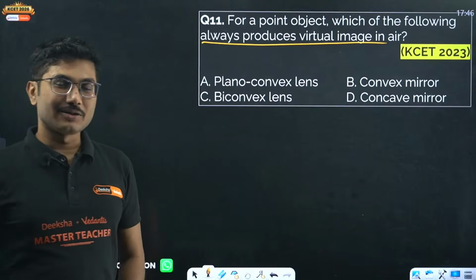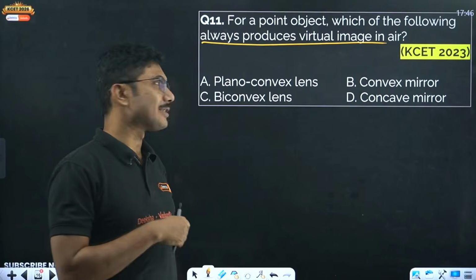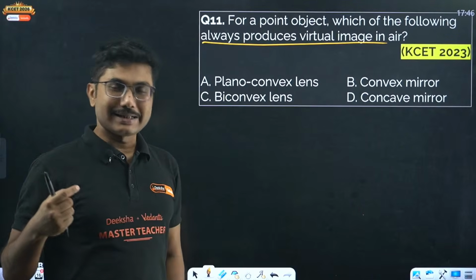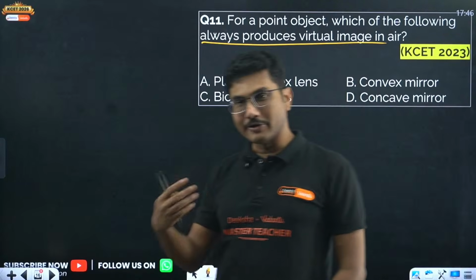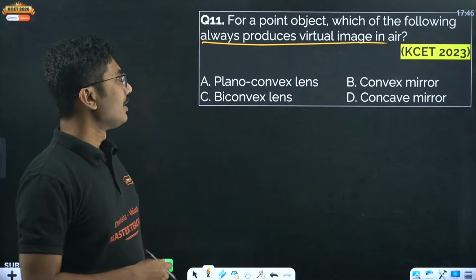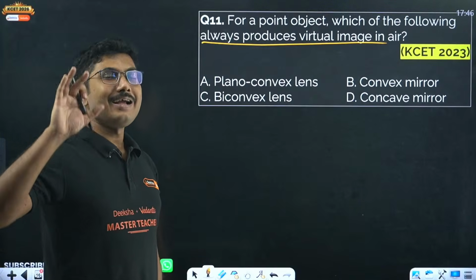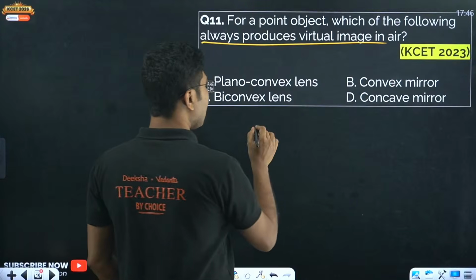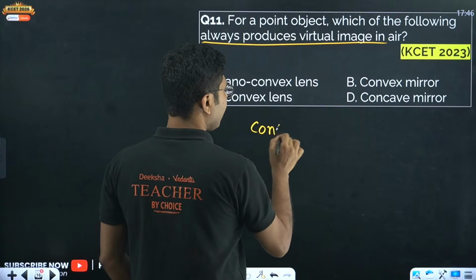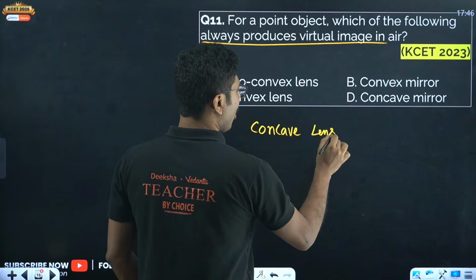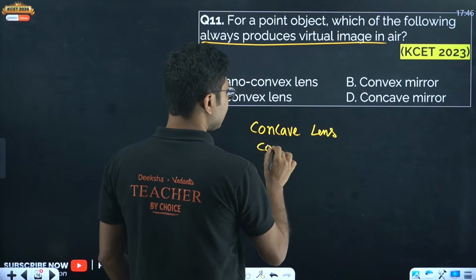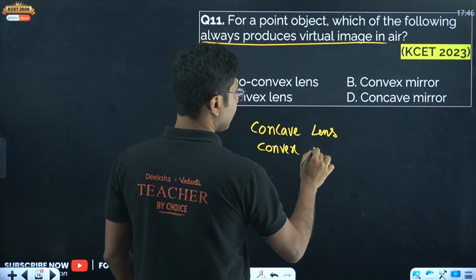Focus in the class, not in the chat. This kind of thing will also happen in the exam. There will be no one to help you, only yourself, right? So the answer could only be either a concave lens or a convex mirror.